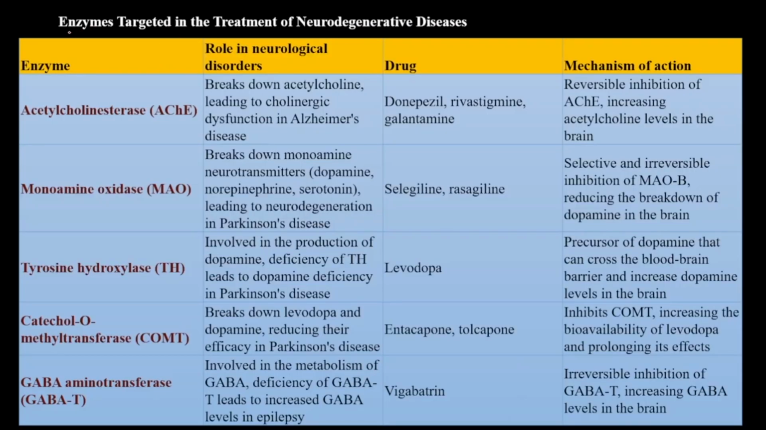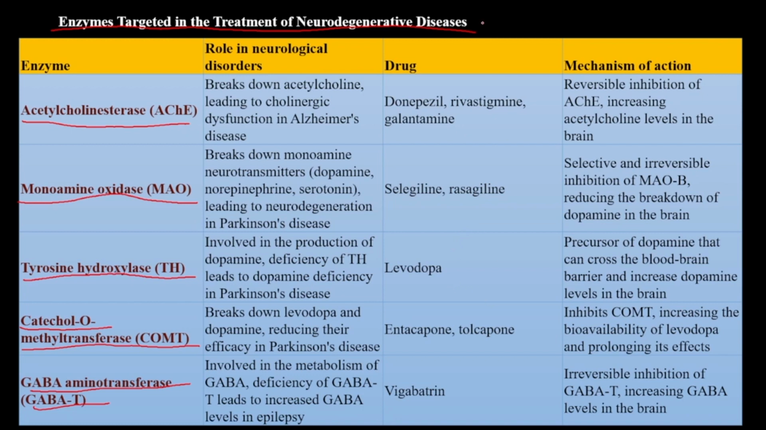Then we have some of the enzymes which are targeted in the treatment of neurodegenerative diseases. So we have acetylcholinesterase, monoamine oxidase, tyrosine hydroxylase, catechol O-methyltransferase, and then gamma aminotransferase. All these enzymes are inhibited by inhibitor molecules. Their role is to reverse the effect, and as a result they provide relief in the disease, or reduce the symptoms.